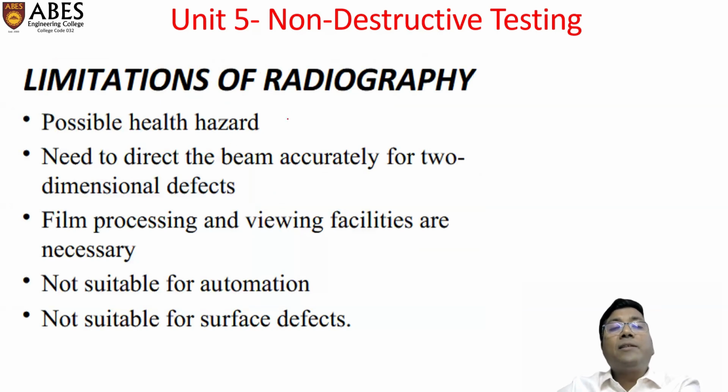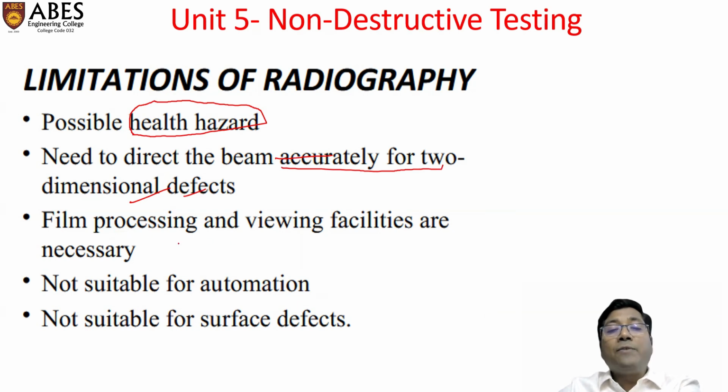Limitations of radiography: it's a possible health hazard. Exposure to X-rays or gamma rays is very injurious to health, and it poses a health hazard. It needs the beam to be directed accurately for two-dimensional defects. The direction of application of the beam for two-dimensional defects is very critical to analyze the real size of the defect, or the size of the damage, or the interpretation of results.